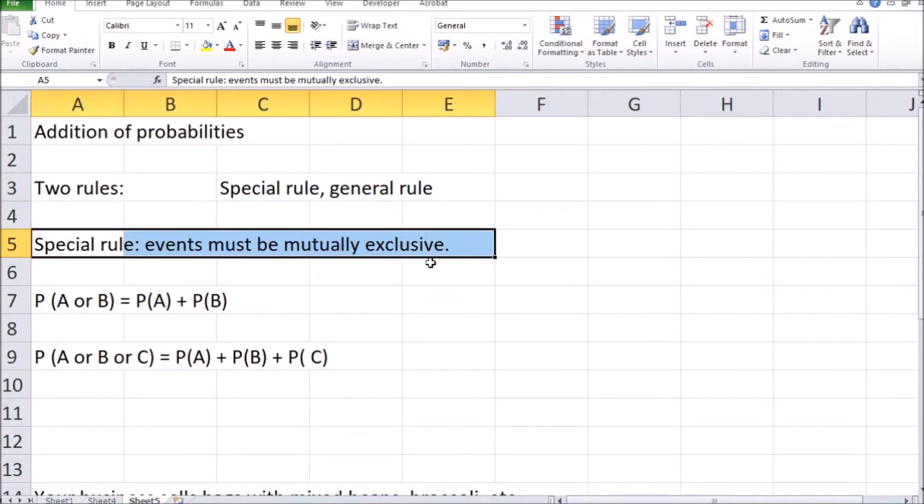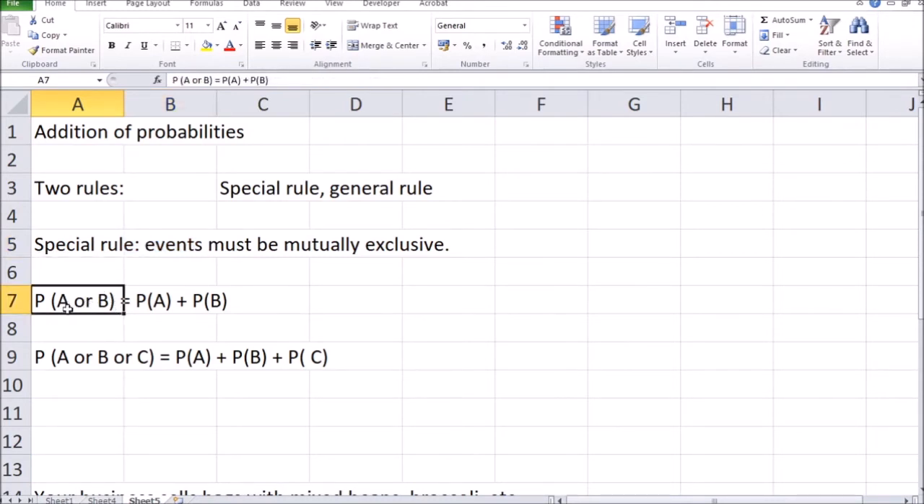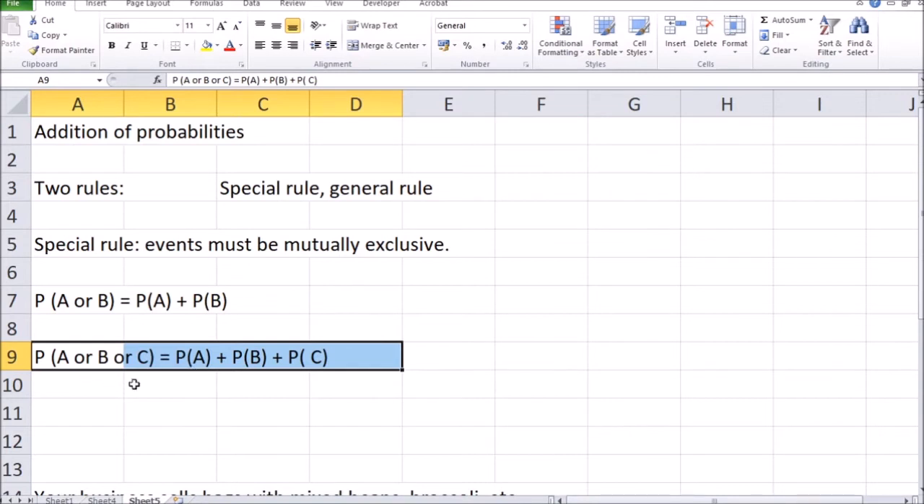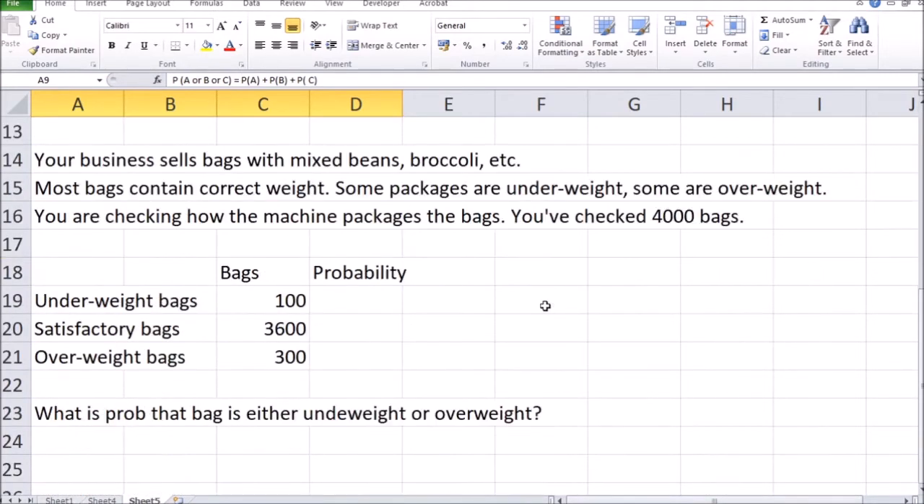We use the special rule when the events that you are discussing are mutually exclusive. Remember, mutually exclusive events are the ones that can't happen at the same time. If the events are mutually exclusive, you use the special rule of addition, in which case the probability of A or B taking place is a simple addition of the separate probabilities of A and B. The same applies to more events, three, four or more. Adding the probabilities for either A or B or C taking place, if these events are mutually exclusive, is simply adding the individual probability of A plus the individual probability of B plus the individual probability of C occurring. Now, let's have a look at our first example.